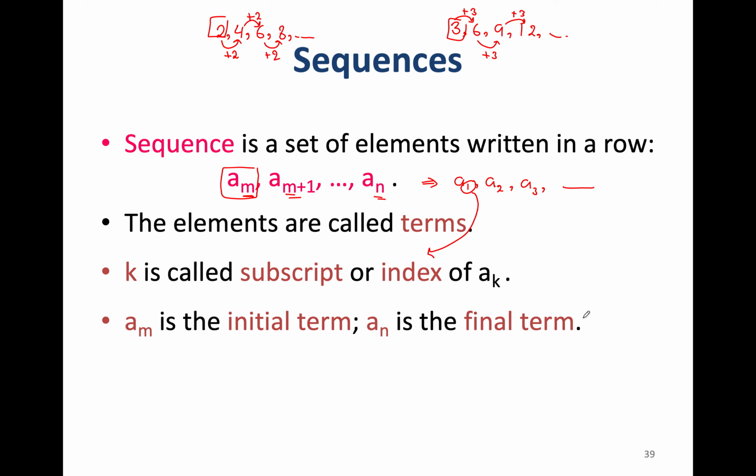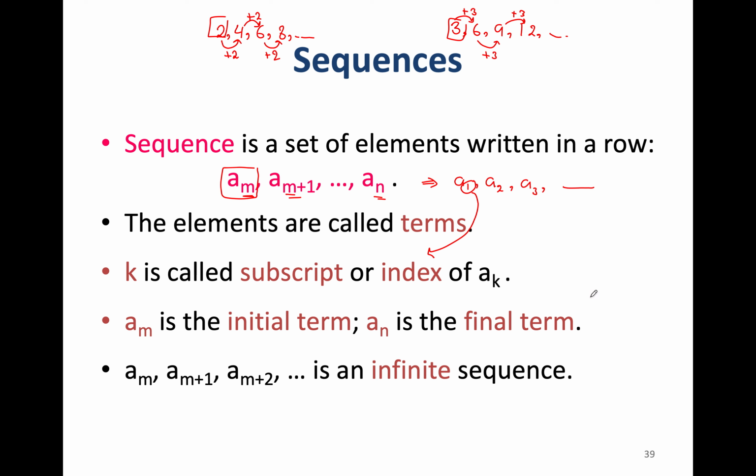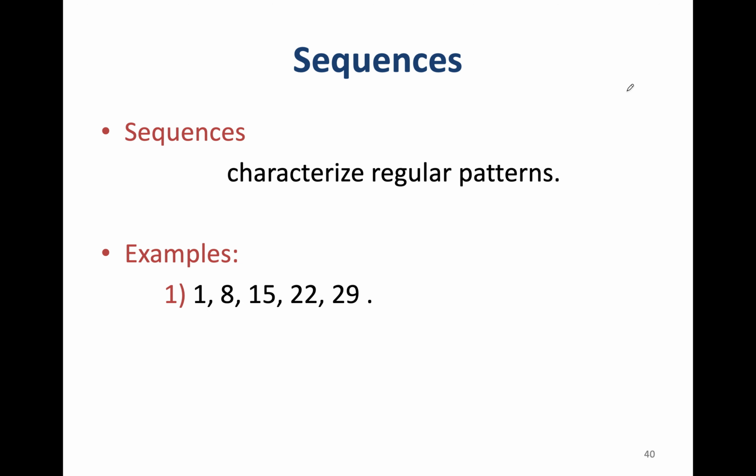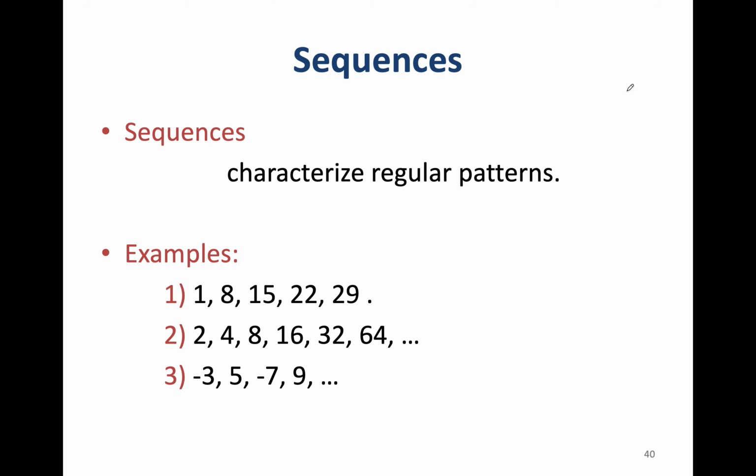And when we speak about the final term, we are speaking about a finite sequence, which is a sequence that ends. And sometimes we have an infinite sequence where we don't have a final term. So in other words, we can say that a sequence is characterized by regular patterns. Examples: 1, 8, 15, 22, 29; 2, 4, 8, 16, 32, 64; and -3, 5, -7, 9, and so on.